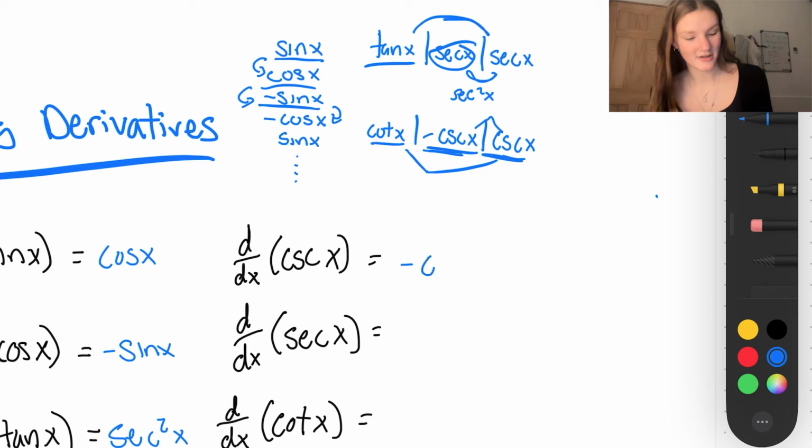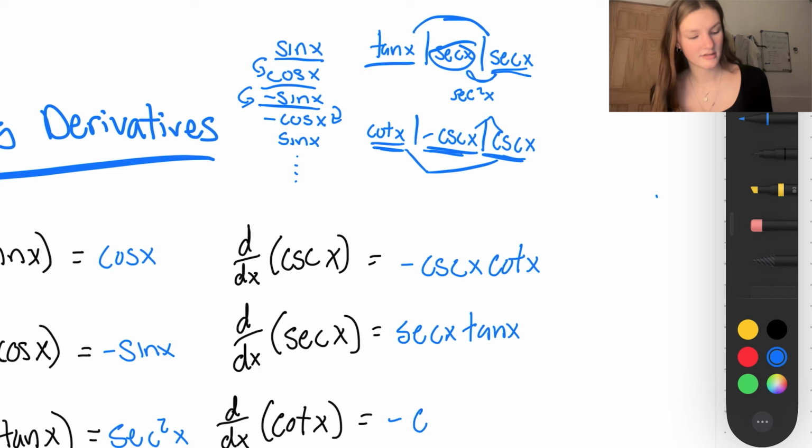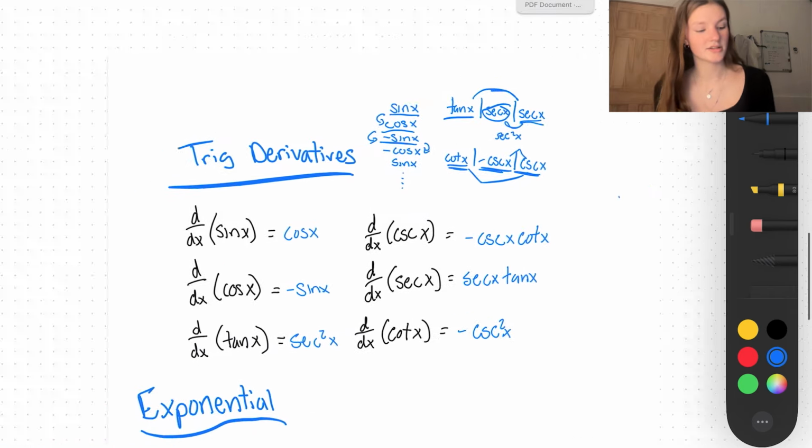Okay, cosecant, that's right here, but it's not negative, so it's this one. So it's negative cosecant x times cotangent x. Secant is right here, so we're going to have secant x times tangent of x, and then cotangent right here, so we have negative cosecant squared of x. Okay, so hopefully that's simple enough.